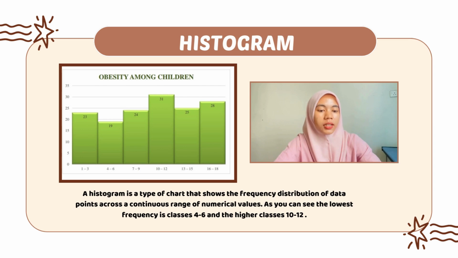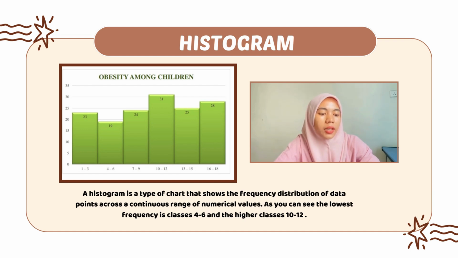Next, histogram. What is a histogram? A histogram is a type of chart that shows the frequency distribution of data points across a continuous range of numerical values. As you can see, the lowest frequency is class 4 until 6 and the highest is class 10 until 12. This is because around this age, 10 until 12, they often eat sweet food they like without parental supervision, and parents assume their children can take care of their own nutrition because they are older. This causes many cases of obesity among 10 until 12 years old.